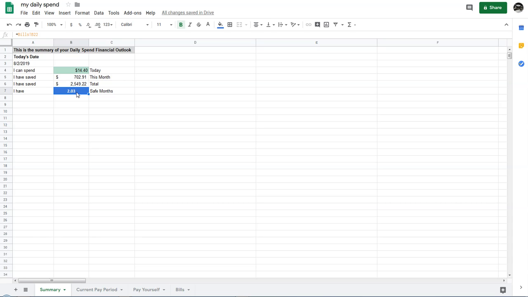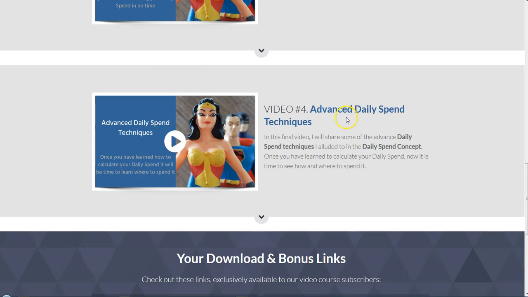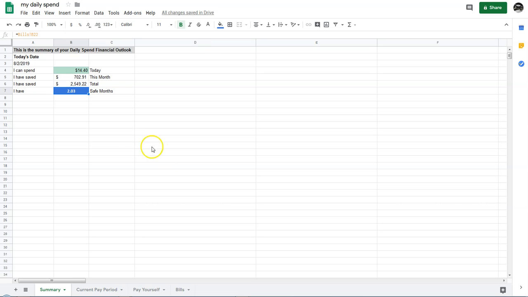We might touch over them because we need to explain how they affect the basic, but we're not going to get into them. If you want to get into them, certainly you can go watch the fourth video here, which is Advanced Daily Spend Techniques, and then you will learn all about them. But for now, we're just going to go into the basics and talk about creating the calculations needed to figure out what your daily spend is every day.